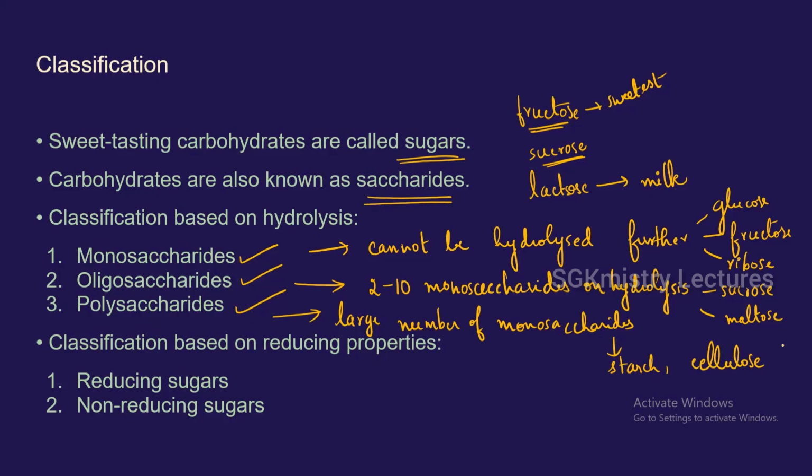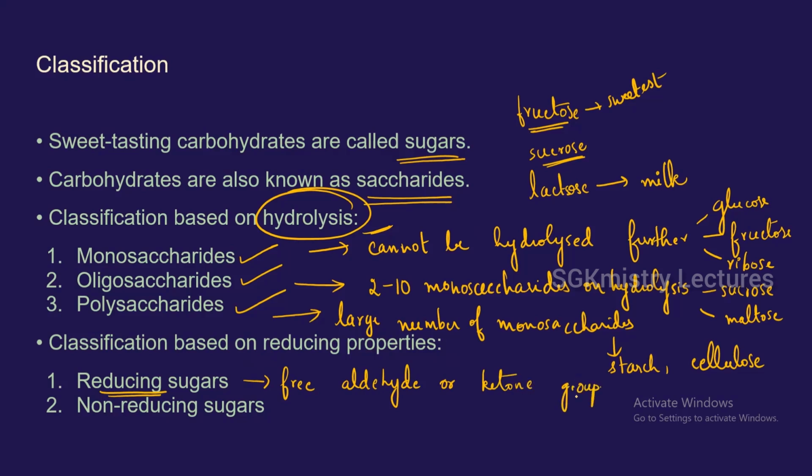So this is how we classify carbohydrates based on hydrolysis. Monosaccharides cannot be hydrolyzed. Oligosaccharides on hydrolysis give 2 to 10 monosaccharides, whereas polysaccharides give a large number of monosaccharides on hydrolysis. We can also classify carbohydrates based on reducing properties. Now, what are these reducing properties? In the case of reducing sugars, they contain a free aldehyde or free ketone group.